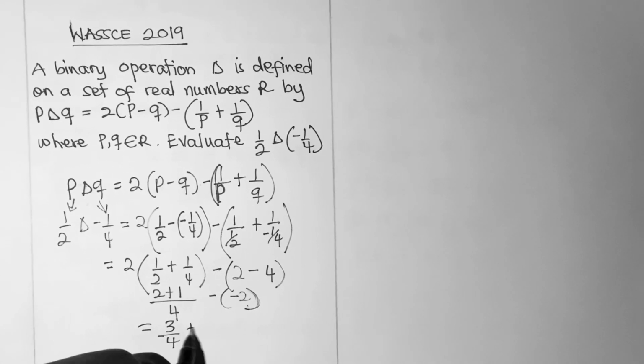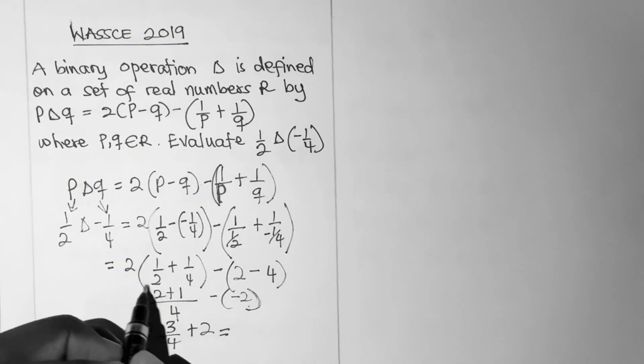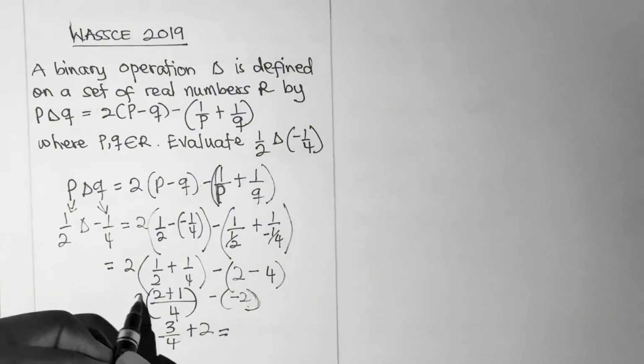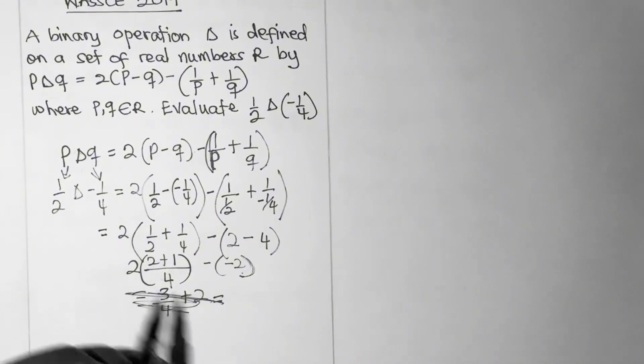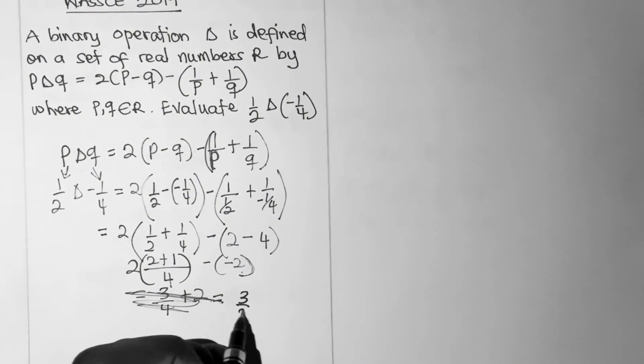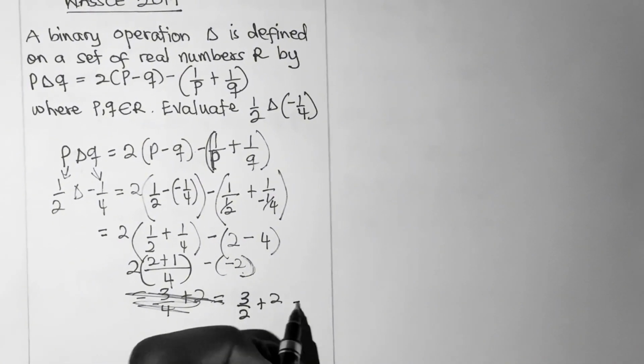And then plus 2. Sorry, I made a mistake. I ignored the 2 here. So here is times 2. So you see that 2 will cancel here 2 times. So therefore, here will be 3 over 2, then plus 2, which is equal to 7/2.